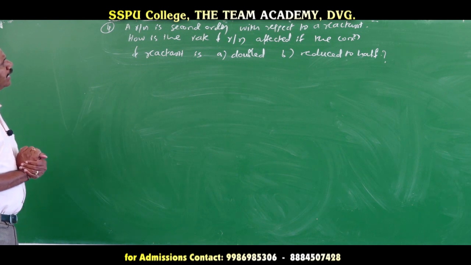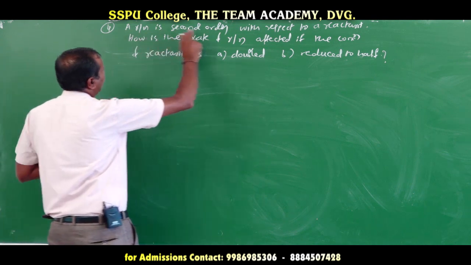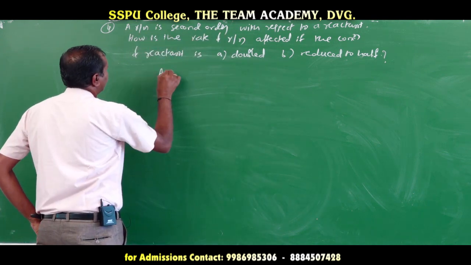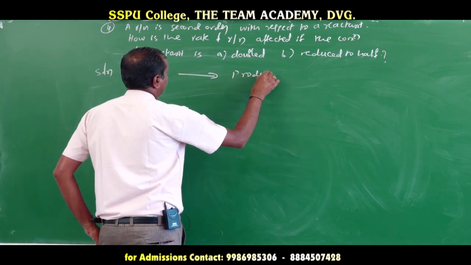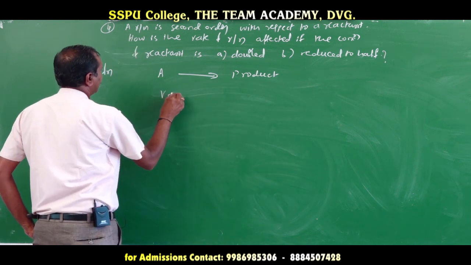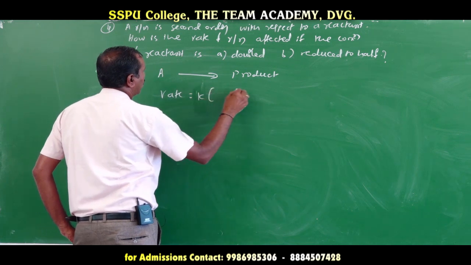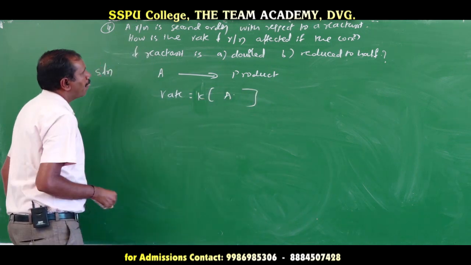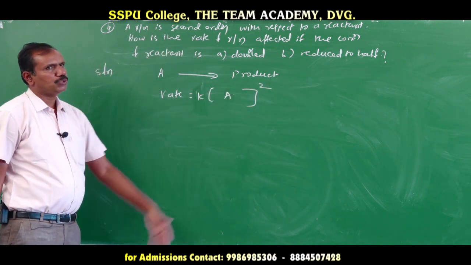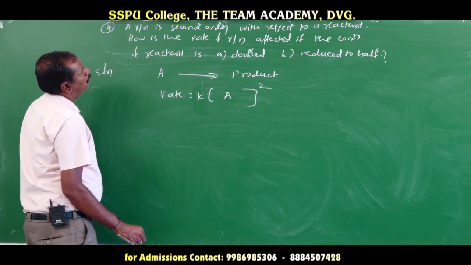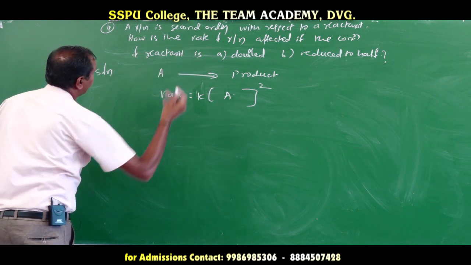How is the rate of reaction affected if the concentration of reactant is doubled? So first let us write that second order. Let us consider the reaction where A gives product, where rate is equal to K into molar concentration of reactant. The reactant is A, and the power should be 2. Why? Because it is second order, the power is 2.